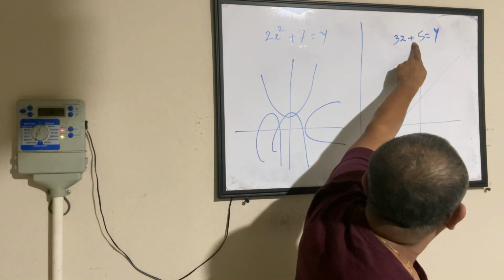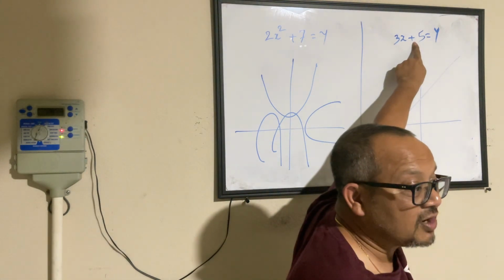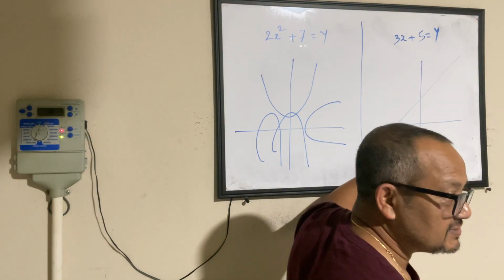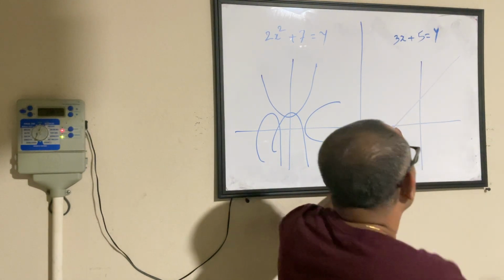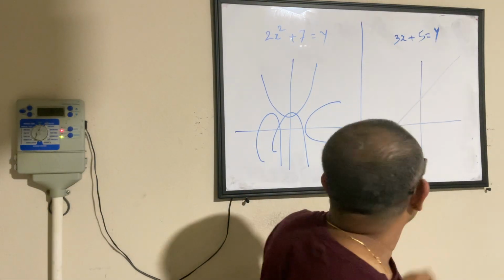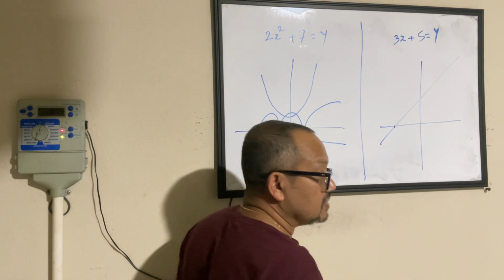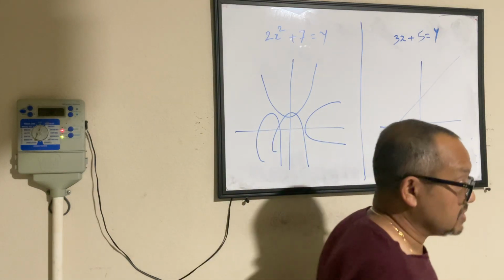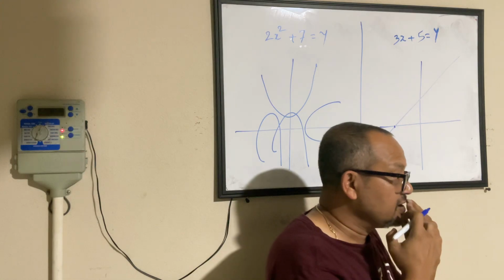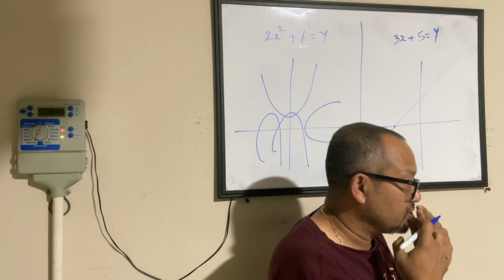In case of this, we said zero value of this polynomial means where it will meet the x-axis. It will meet only one place. It's a linear equation. Here, don't speak. When your ears are working, your lips are supposed to be in hibernation mode.